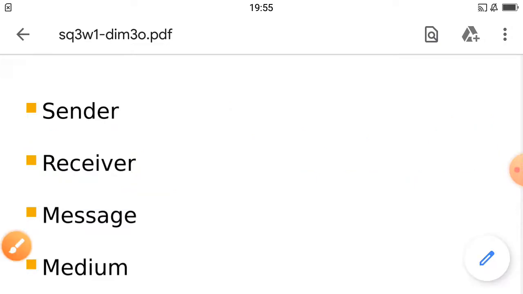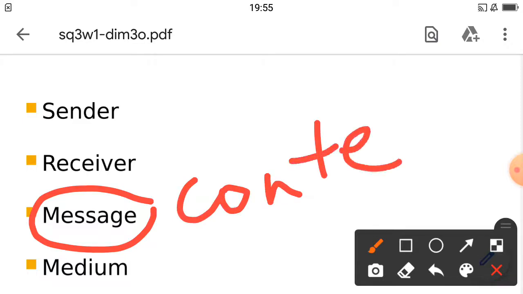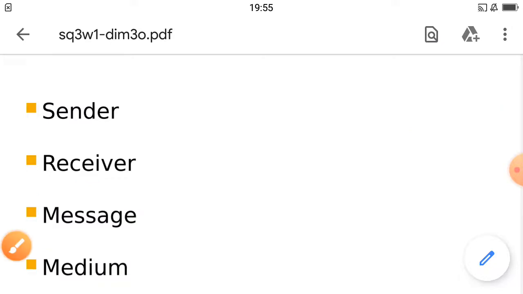So after the sender and the receiver, we have the message. And the message is also known as the content. So the message or the content is the information that the sender shares or transmits. Thus, sender, receiver, and message are the most basic elements in the communication process.